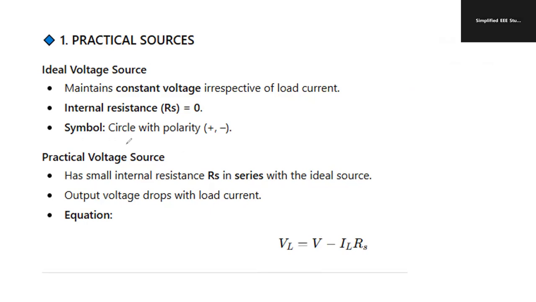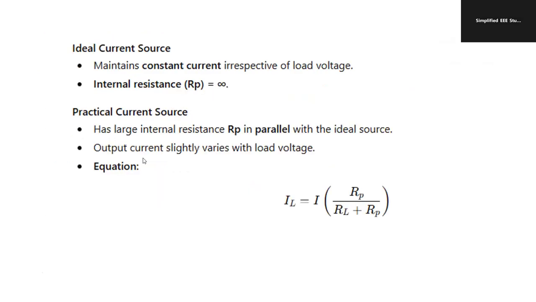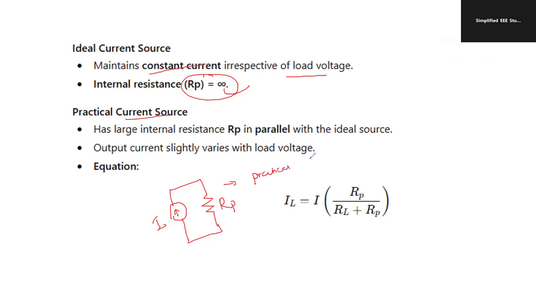Afterwards, we should understand the ideal current source. What do we mean by an ideal current source? It provides a constant current irrespective of the load voltage. Internal resistance will be infinity for an ideal current source. While talking about the practical current source, the internal resistance RP is parallel with the ideal current source. Suppose this is my ideal current source, and I should have an internal resistance called RP parallel to it, so that it becomes a practical current source.